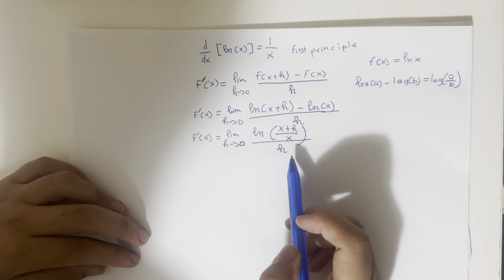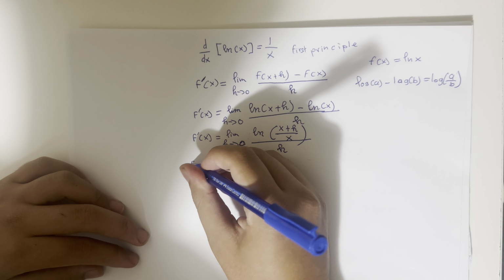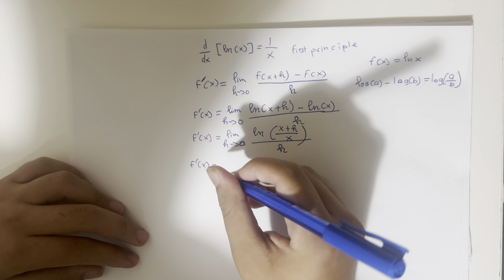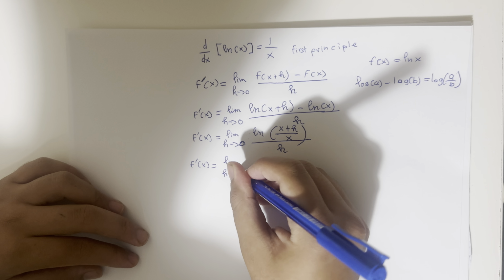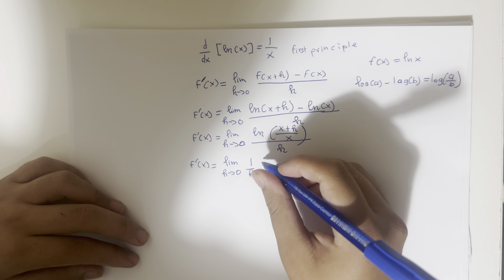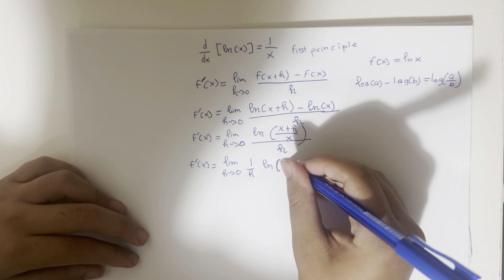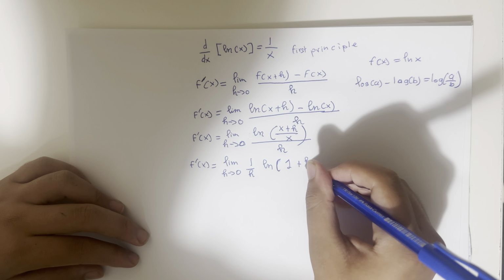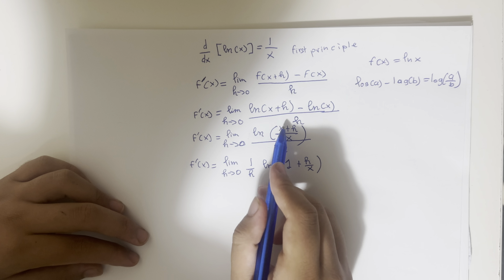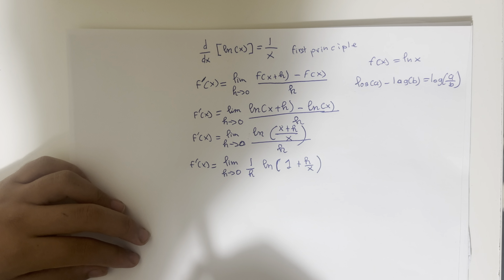And what I'm going to do now is rewrite this to get 1 over h here. So I have f prime of x is equal to the limit as h approaches 0 of 1 over h times the natural log of x plus h divided by x, which I'm just going to rewrite as 1 plus h over x. And why is that? It's because x over x is 1 and h over x is simply h over x. So this is what we have for now.